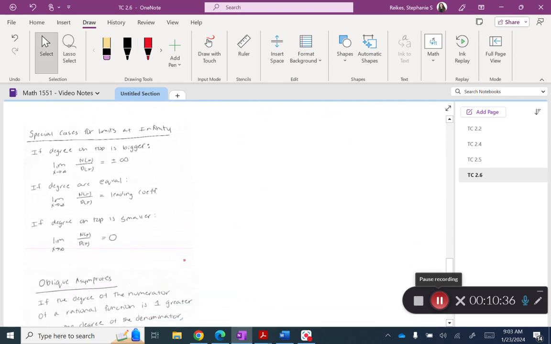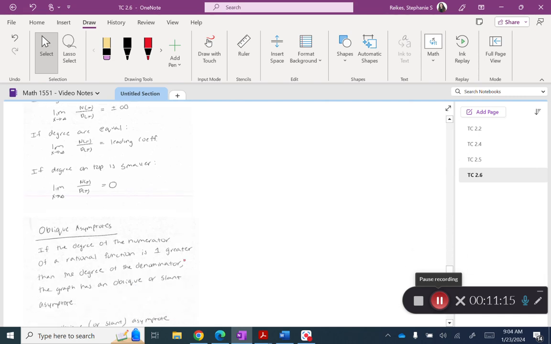And so this may be familiar from pre-calculus, but we have some special cases for limits at infinity. We say if the degree on top is bigger, so the limit as x approaches infinity of some rational expression, that's going to be positive or negative infinity. If the degrees are equal, so the limit as x approaches infinity of our rational function, is going to be equal to our leading coefficient ratio. And last but not least, if the degree on top is smaller, when we take the limit as x approaches infinity, we should get 0.